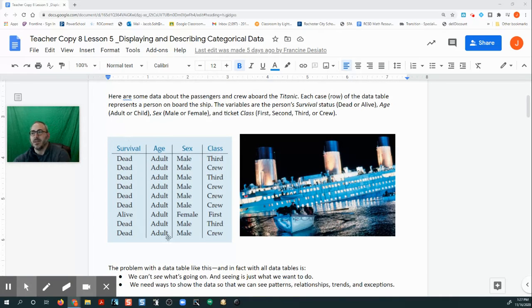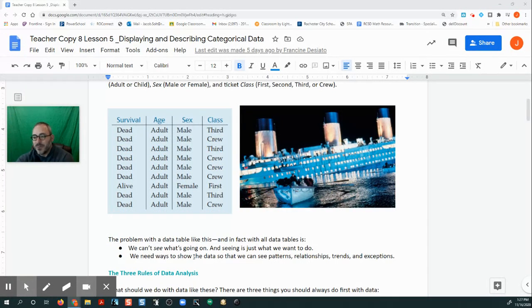So here's a little sample of this data table. We've got this person who died. They were an adult, they were male, and they were in third class. This person died. They were adult, they were male, they were part of the crew. This person died. They were adult, they were male, they were part of third class, and so on. We have one person that was alive, adult, female, and first class.